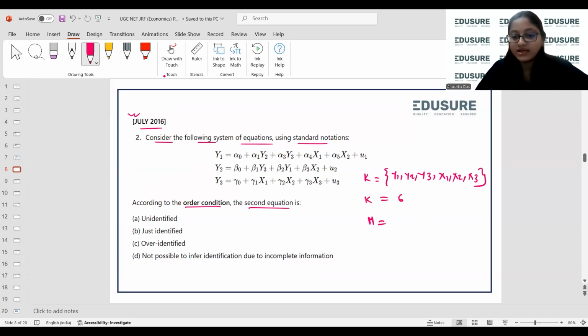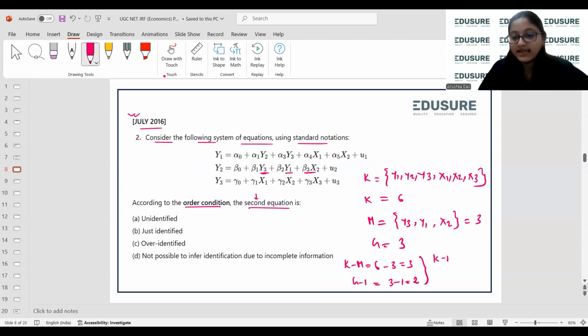Now, what is M? For the second equation, now we are doing it for the second equation. So how many variables are there? 1, 2, 3. So this is included endogenous variables and included exogenous variable is this. So it is 3. And G is the total number of endogenous variables, which is 3 here. So K minus M is 6 minus 3, which is 3. G minus 1 is 3 minus 1, which is 2.